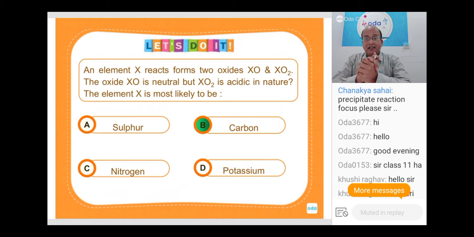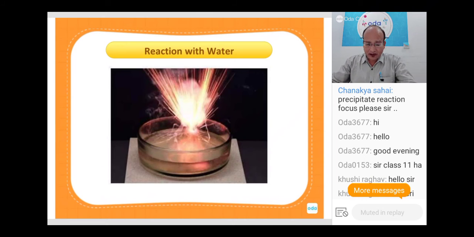Carbon forms two oxides. One is CO and another is CO2. CO is neutral, I told you just now. And CO2 is acidic. CO2 is used in making soda water in cold drinks. Because of CO2, the cold drink or soda water is acidic in nature, because it is a non-metal oxide. Okay. So now comes the next reaction.